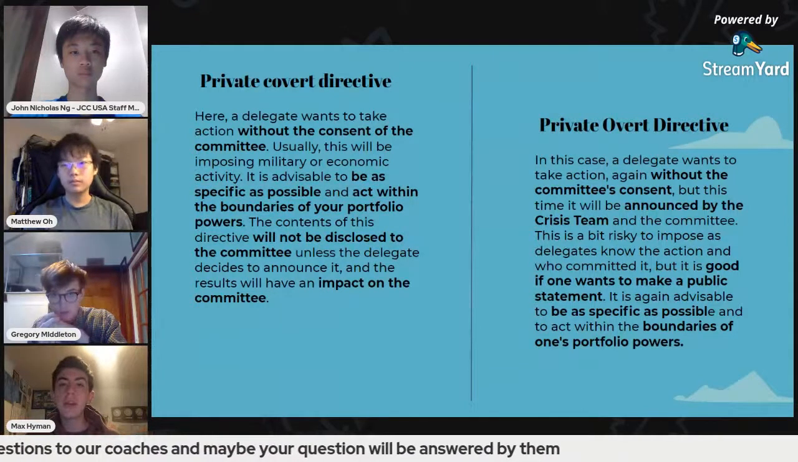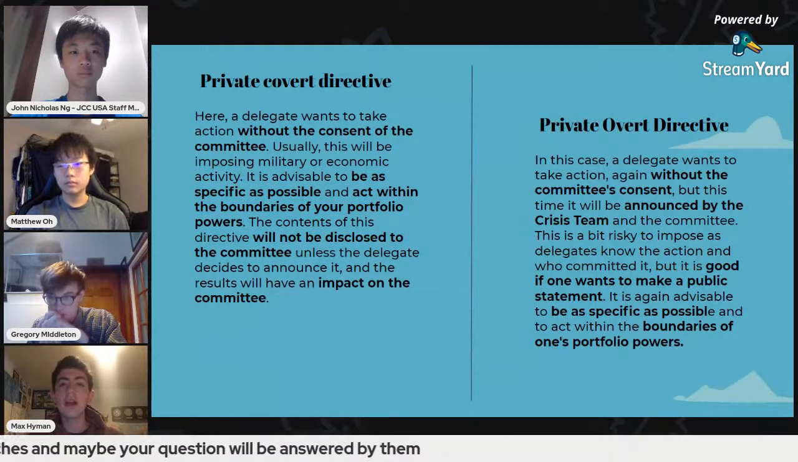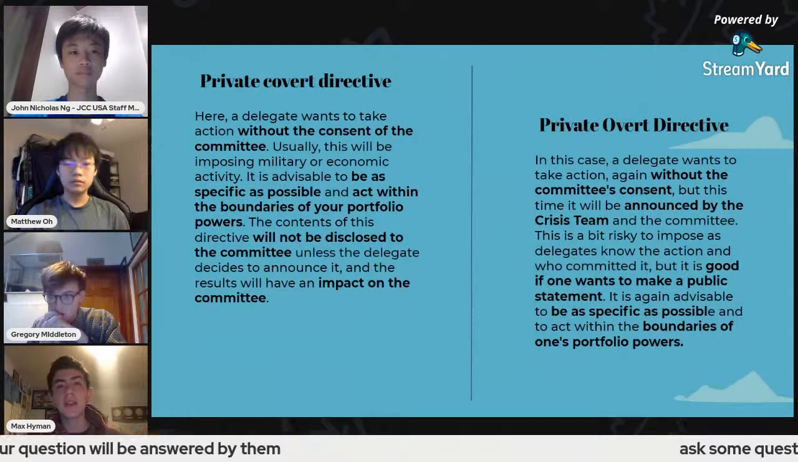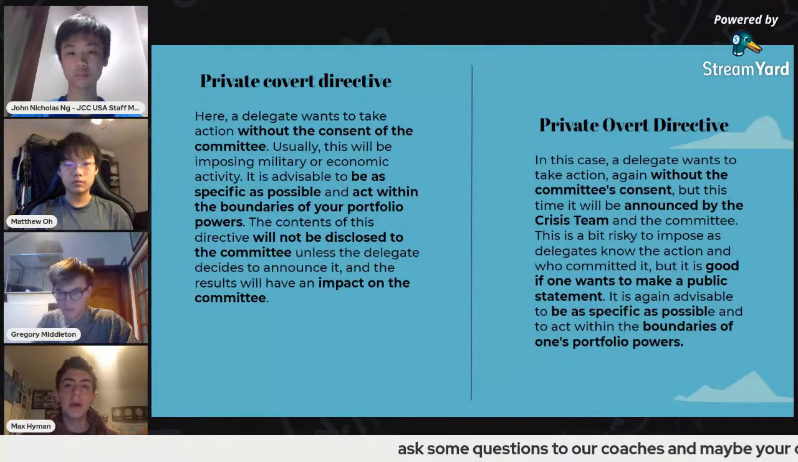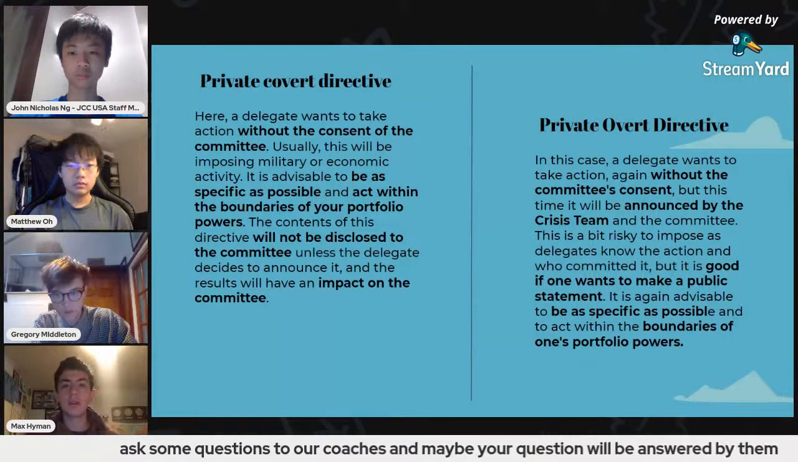And then the private overt directive is similar, because the delegate is taking action without the committee's consent, but it will be announced to the committee, even though the committee didn't initiate it as a whole. It's just one person who initiated it.